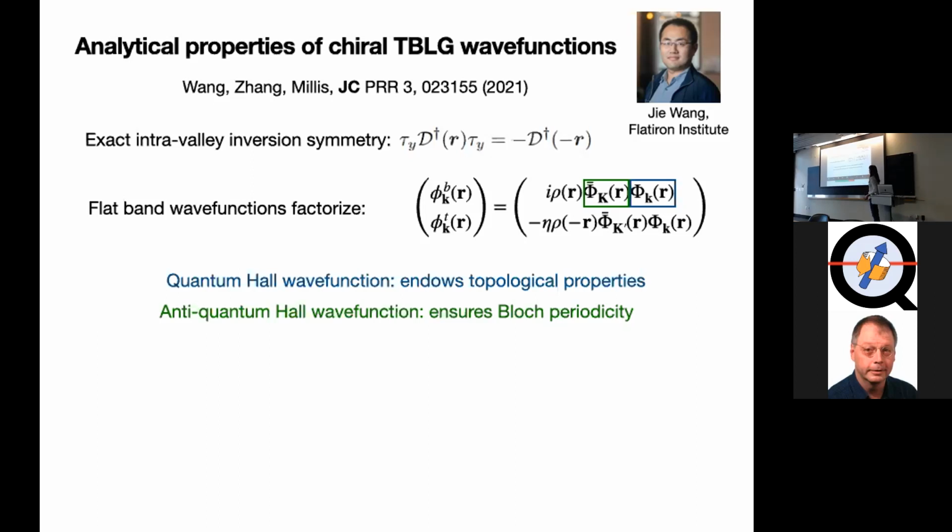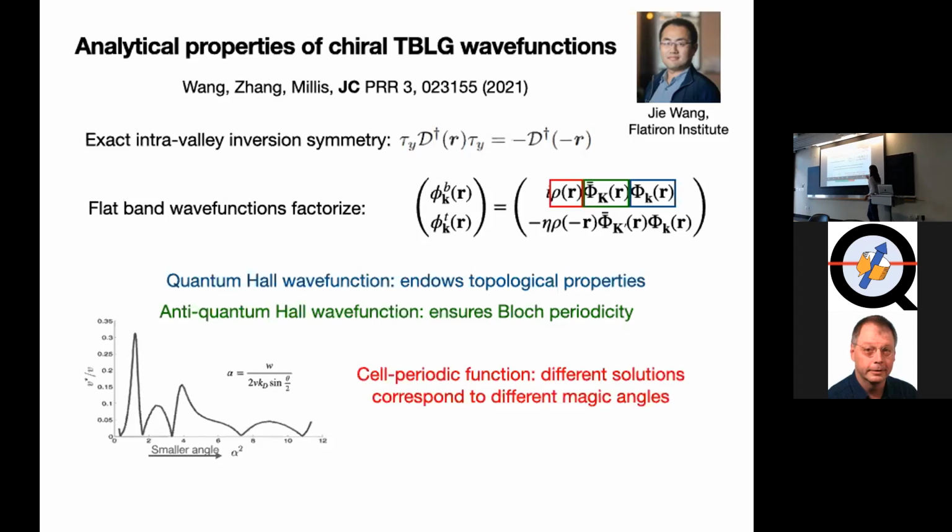And then finally, there's this third term. This is the thing that distinguishes all of the different magic angles. Different solutions for this rho will correspond to different magic angles. And this function rho is a cell periodic function, because now we have all the right periodicity from this quantum Hall and anti-quantum Hall wave function. So this thing has to be cell periodic.